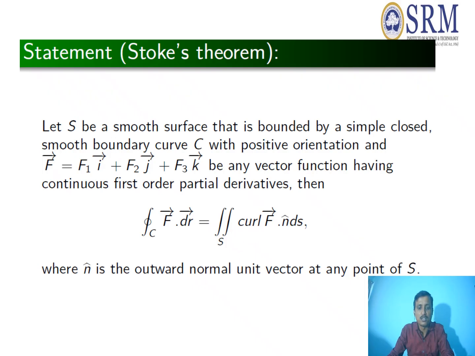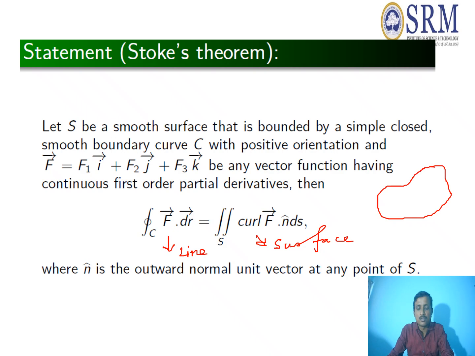So that means in this theorem it is saying that the line integration can automatically be converted to the surface integration. Okay, so what about n? N is basically the outward normal unit vector to the surface S. Okay, so let us try to understand that statement.